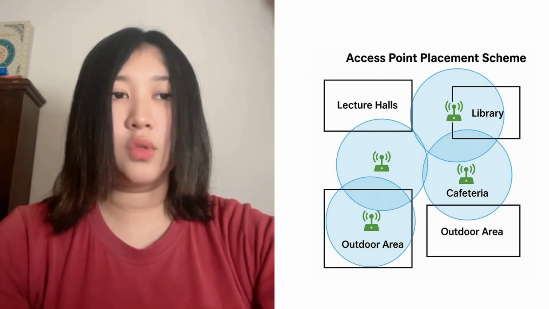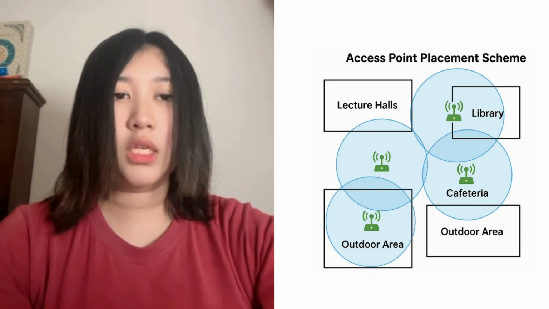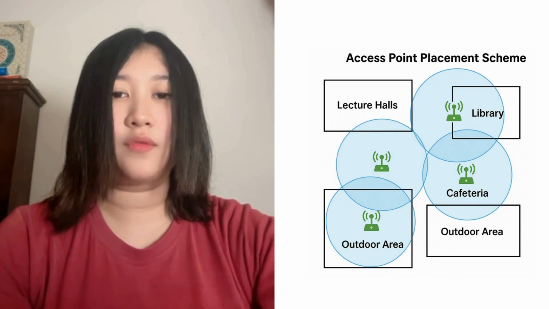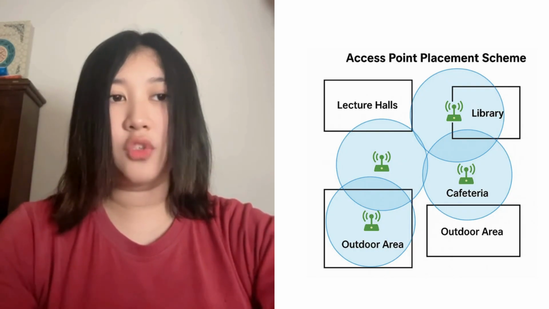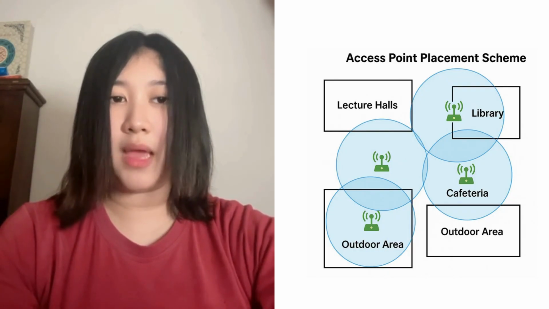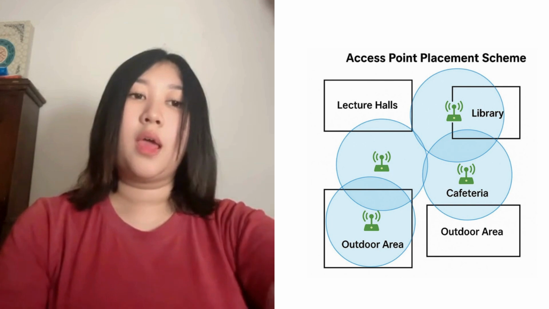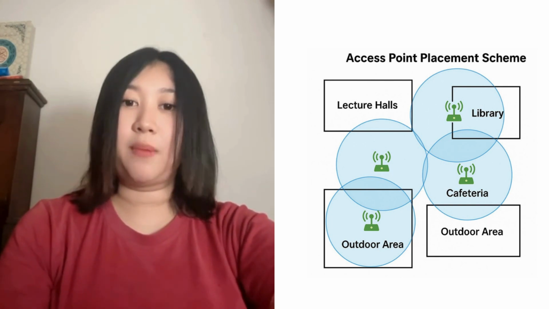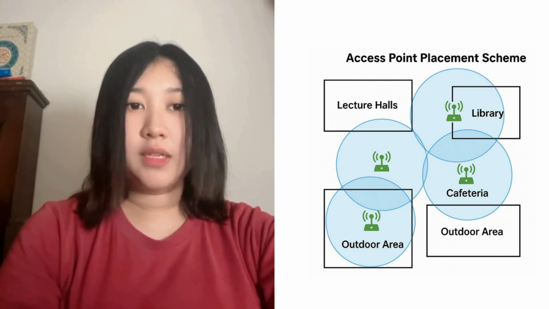Furthermore, the use of dual-band or tri-band Wi-Fi technology, e.g. 2.4 GHz and 5 GHz, allows devices to spread out across different frequency bands, reducing interference and enhancing performance during busy periods. Next question is number 7.